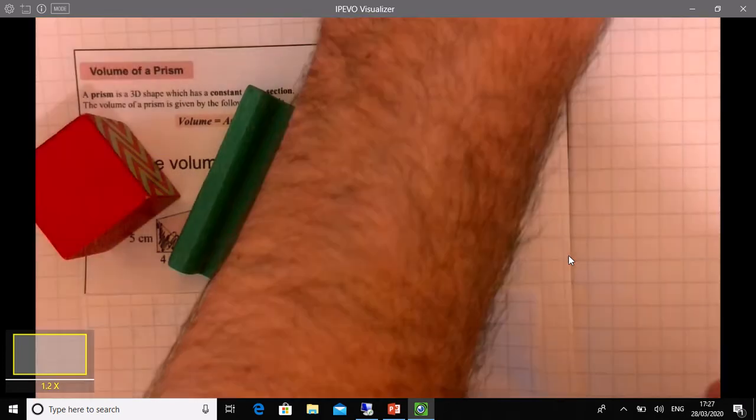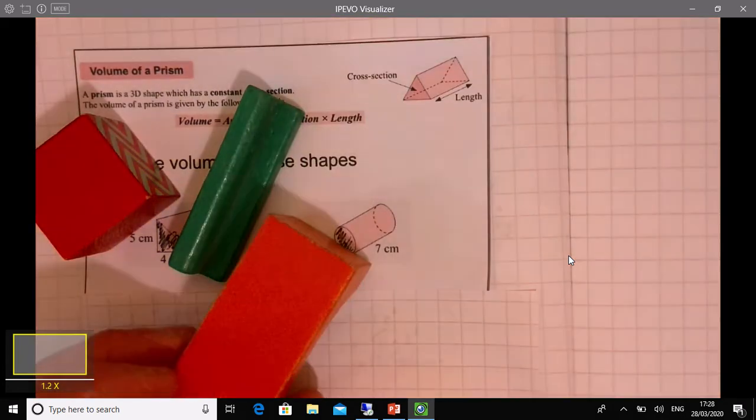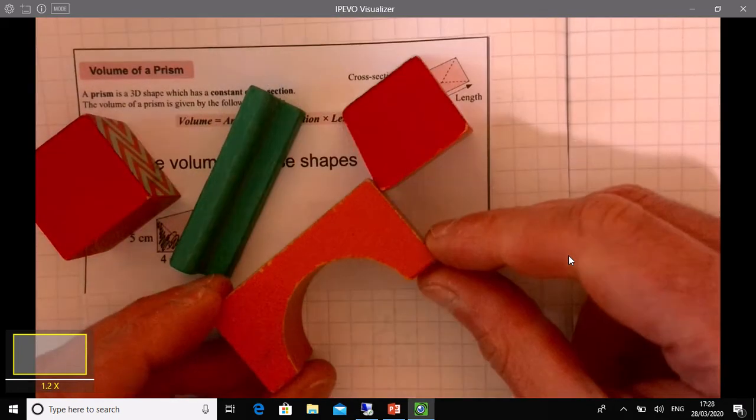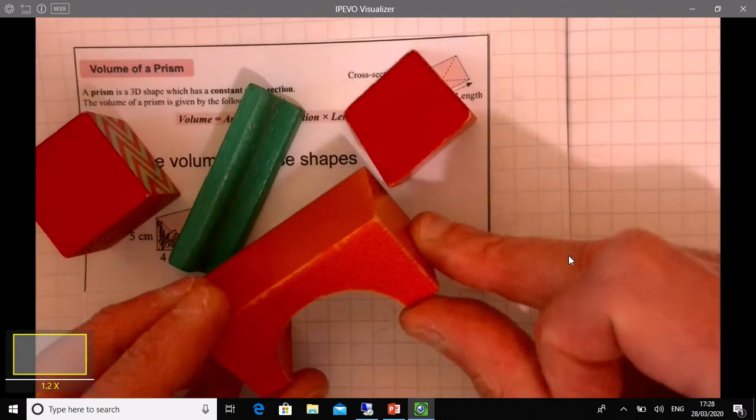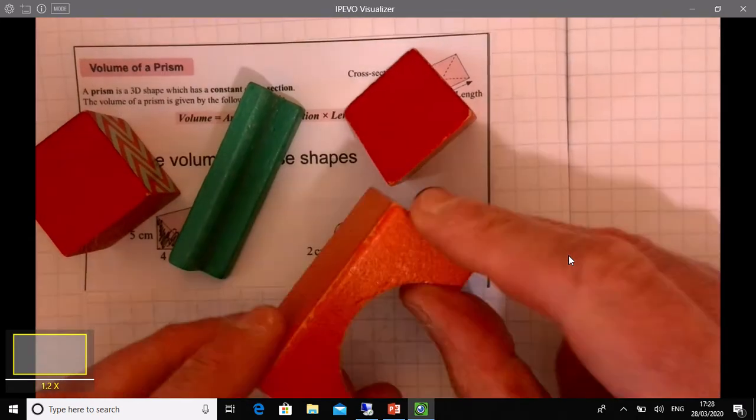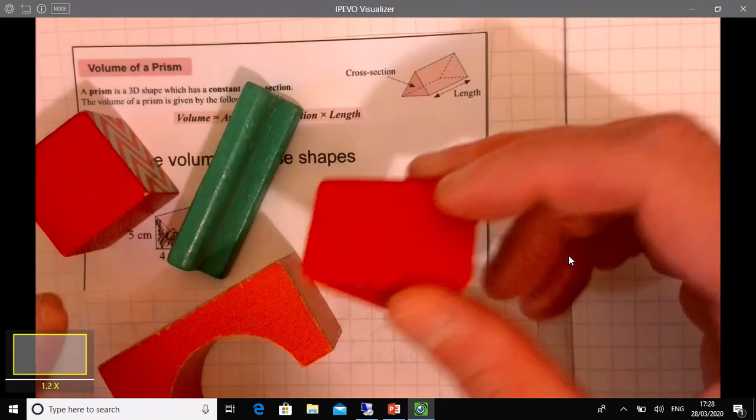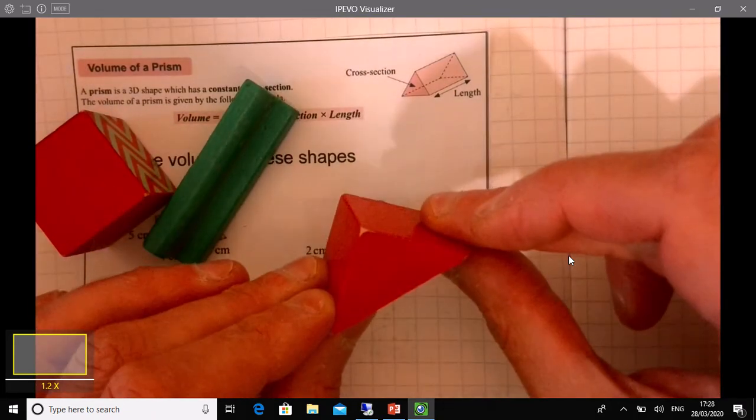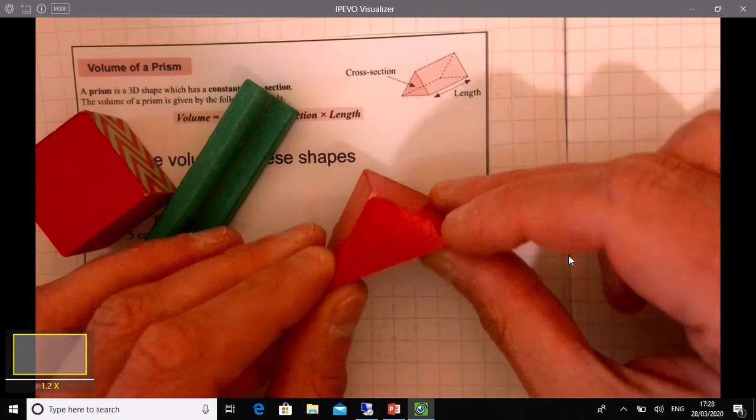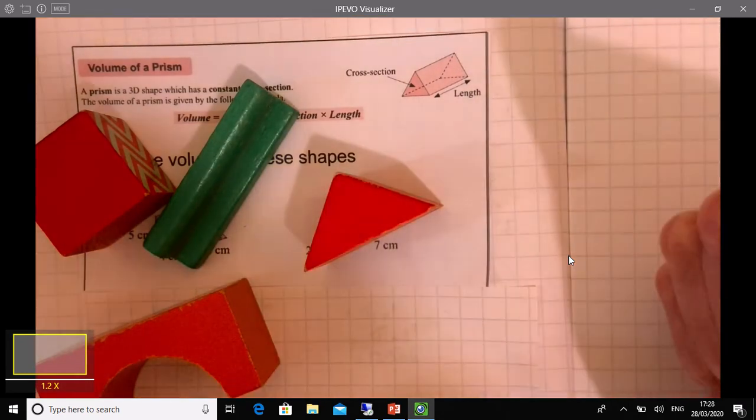I've got a couple of other examples. Obviously we might get different shapes at the end. This bit here is still a prism, because it comes out the other side. The reason I'm showing you this is that if we know it's a prism, working out the volume is much easier to do.